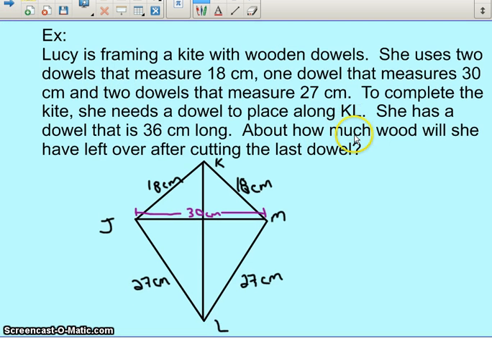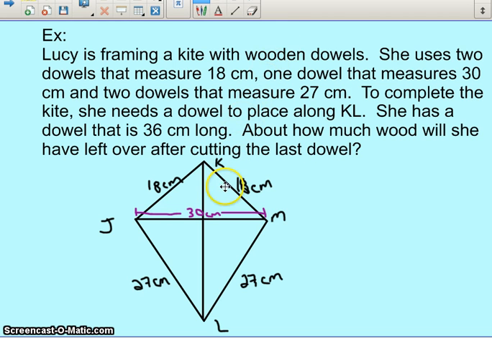Alright, let's move on here. It looks like we got a quick example. It says Lucy is framing a kite with wooden dowels. She uses 2 dowels that measure 18 centimeters and one that measures 30 centimeters and 2 that measure 27 centimeters. To complete the kite, she needs a dowel to place along KL. There's KL. She has a dowel that is 36 centimeters long. About how much wood would she have left over after cutting this one?